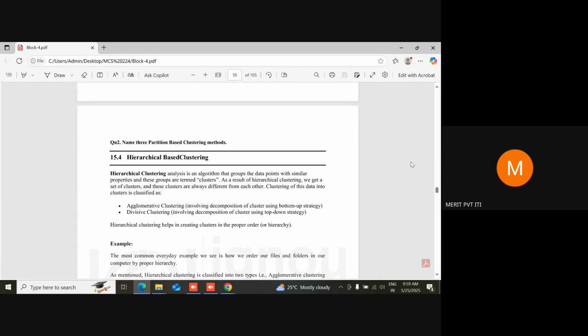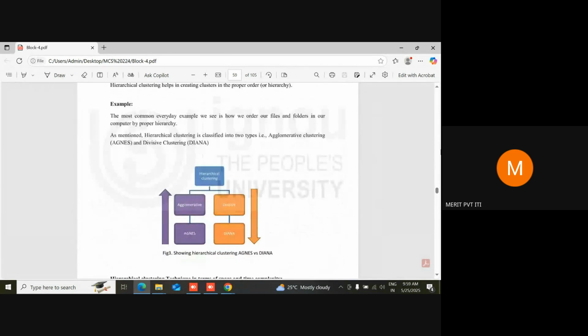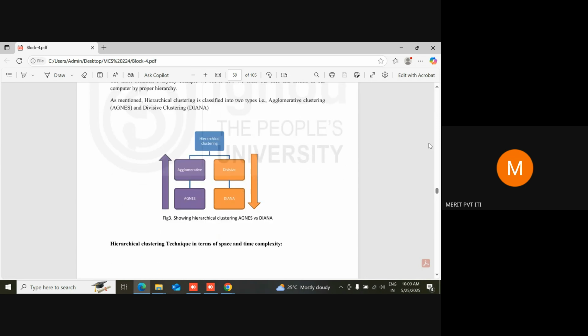Basically, hierarchical clustering helps in creating clusters in a hierarchy. The most common everyday example we see is how we order our files and folders in our computer by proper hierarchy. As mentioned, hierarchical clustering is classified into two groups: agglomerative clustering and divisive clustering. So Agnes and Diana. This is the agglomerative, Agnes, and this is Diana. These are the types of clustering. This is a bottom-up approach, and this is a top-down approach. Diana is top-down. Agnes is bottom-up.